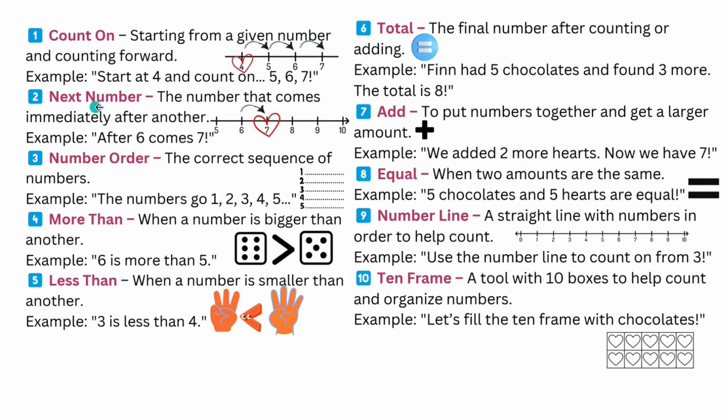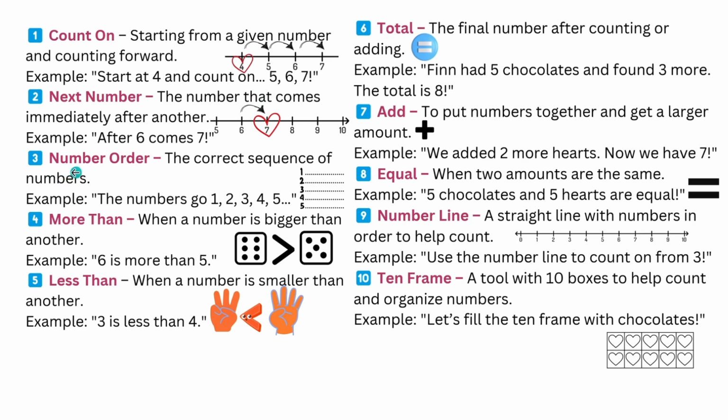Our next term is next number. That's the number that comes immediately after another. So an example of this is 6. After 6 comes the number 7. The next number after 6 is 7.